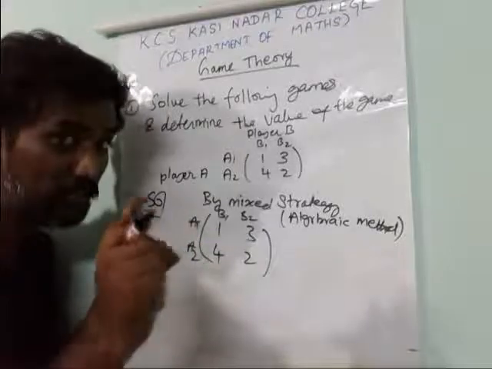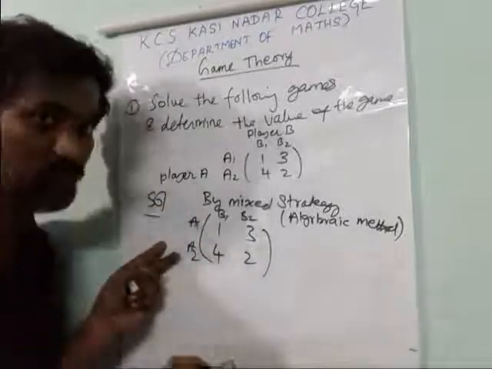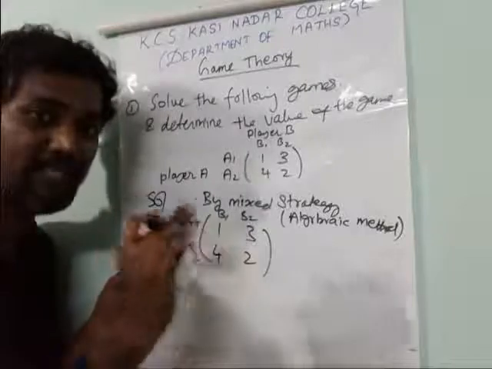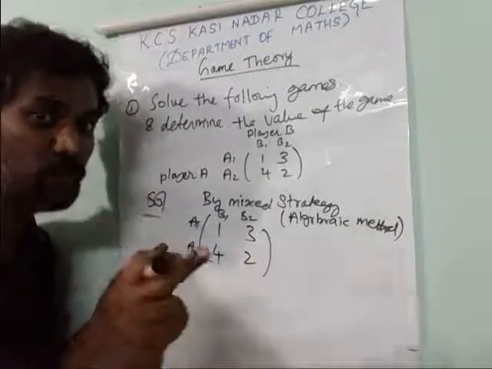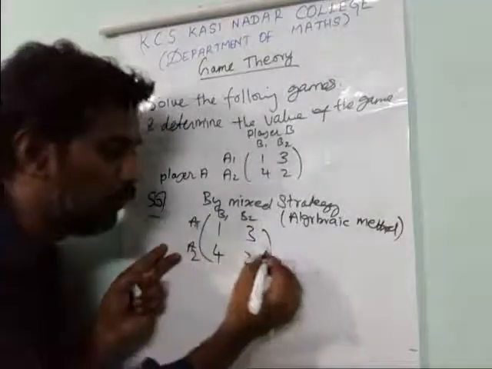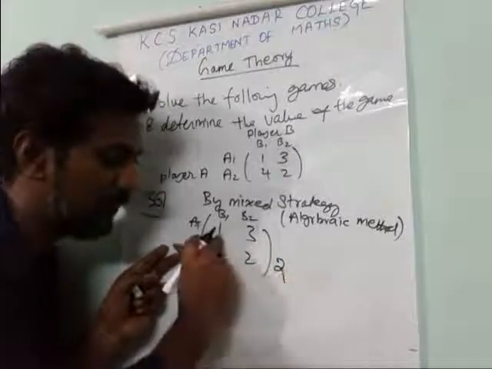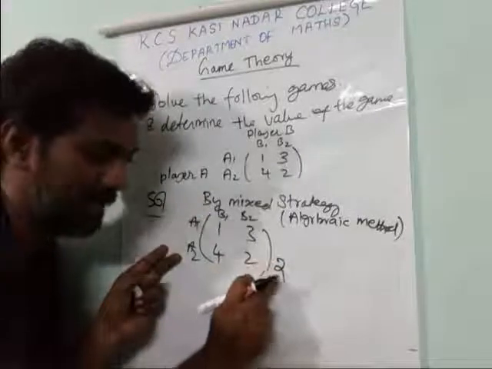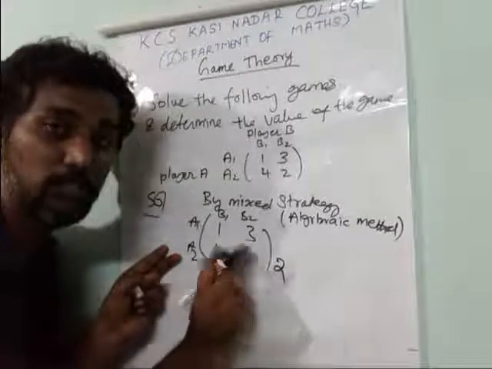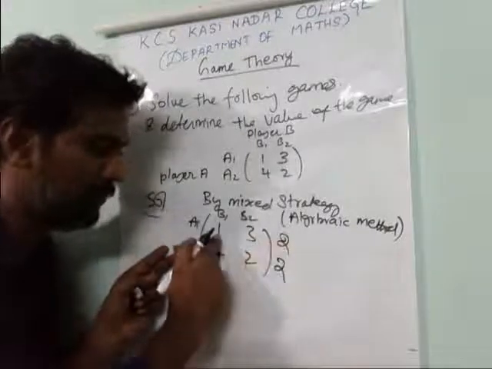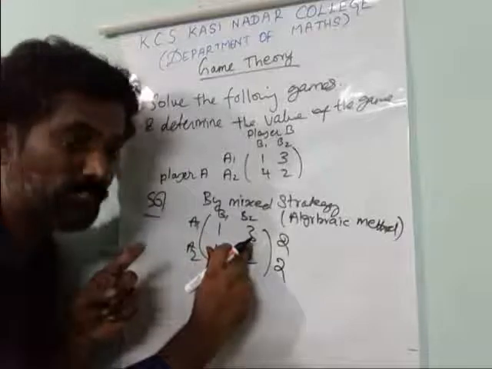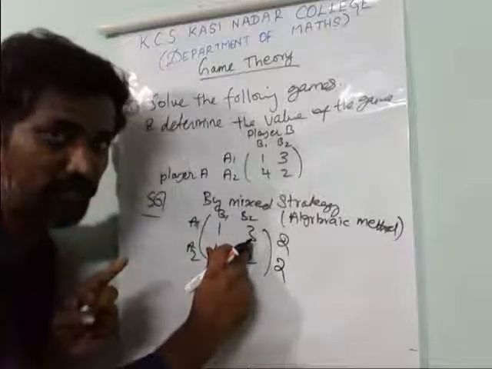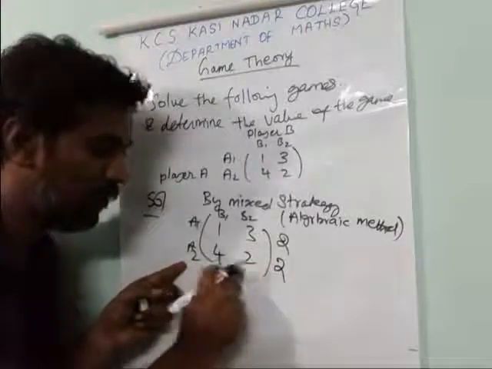1 minus 3 equals minus 2, but you always write the positive number. So 1 minus 3 is minus 2, and you take the positive value, 2. Write it down. Now 4 minus 2 is 2. Write it down. When you subtract 1 minus 3 you get minus 2, but write only the positive value, 2. And 4 minus 2, write it down.